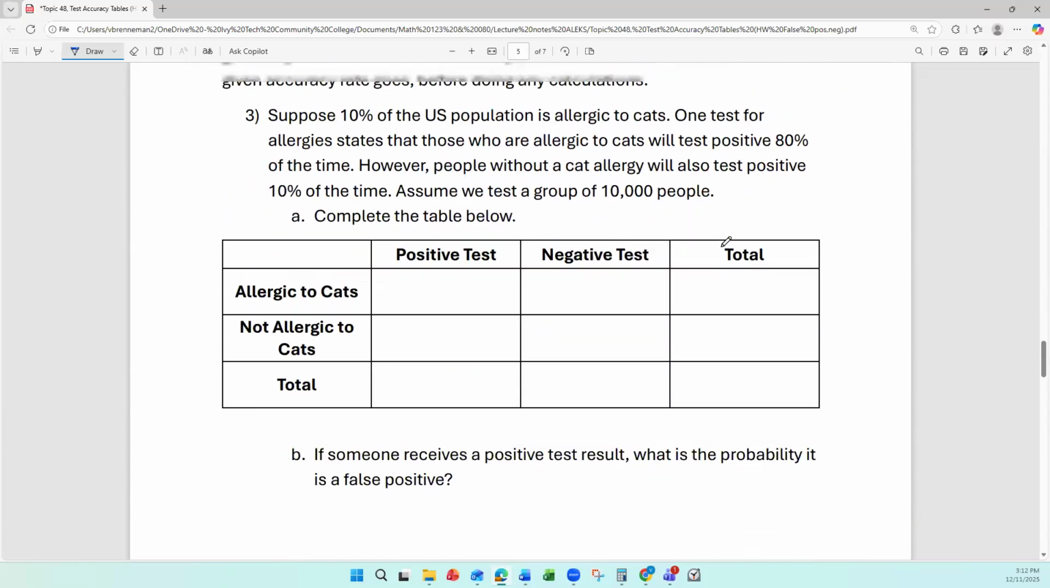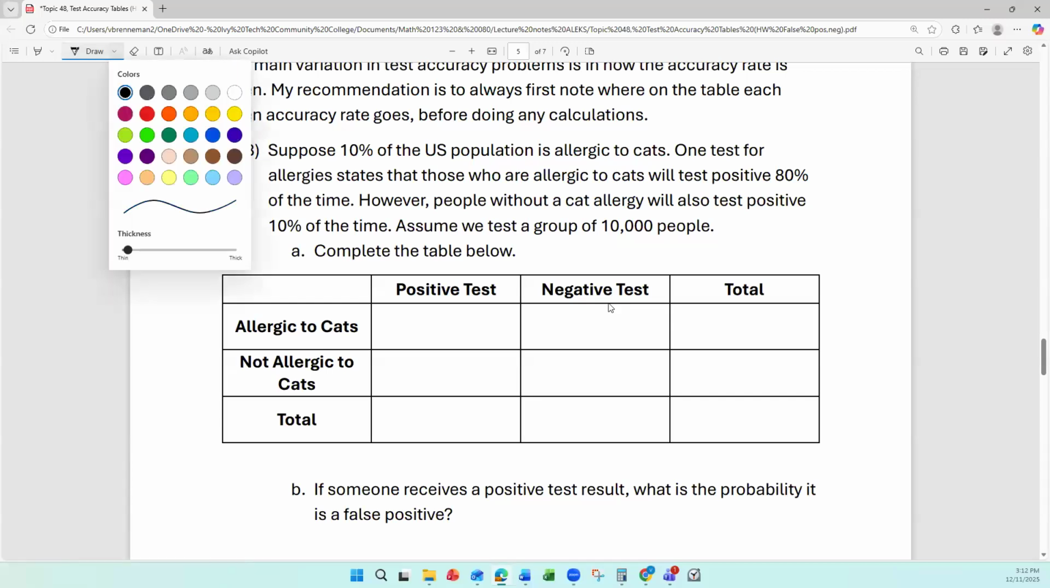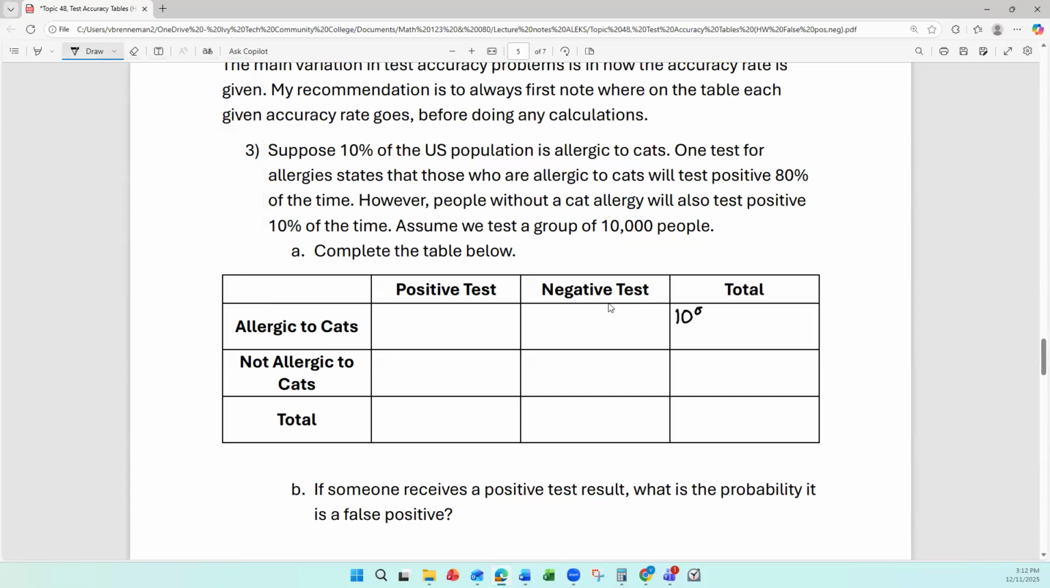All right, let's look at another example. So 10% of the US population is allergic to cats. Put that here, 10% of population, the overall total. A test for allergies states that those who are allergic will test positive 80% of the time. So I'm going to put the 80% in the are allergic positive test, and that's a percent of the total who are allergic.